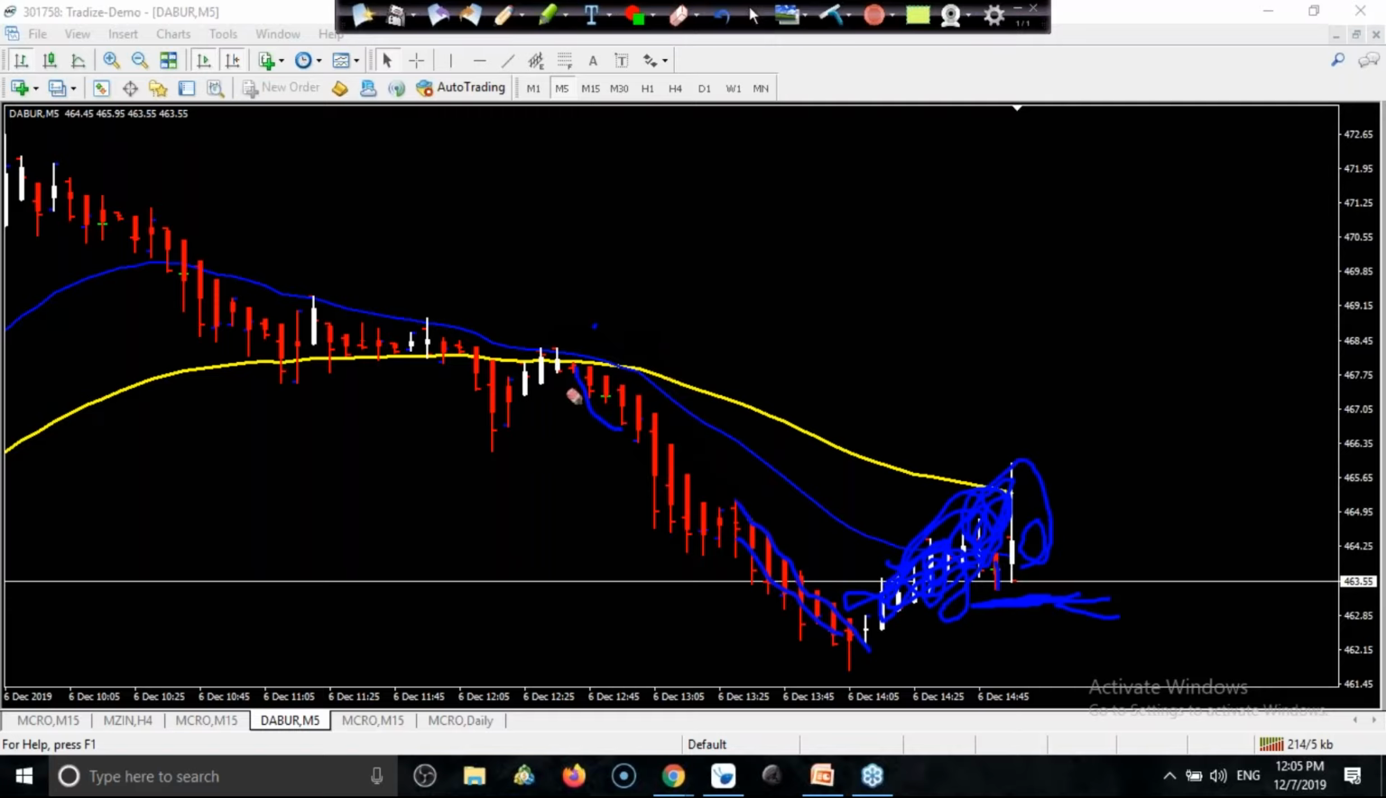All right, in that case, most of the people are making a big mistake here. Suppose this area is not forming. Leave this area. Here, there is no candle there.